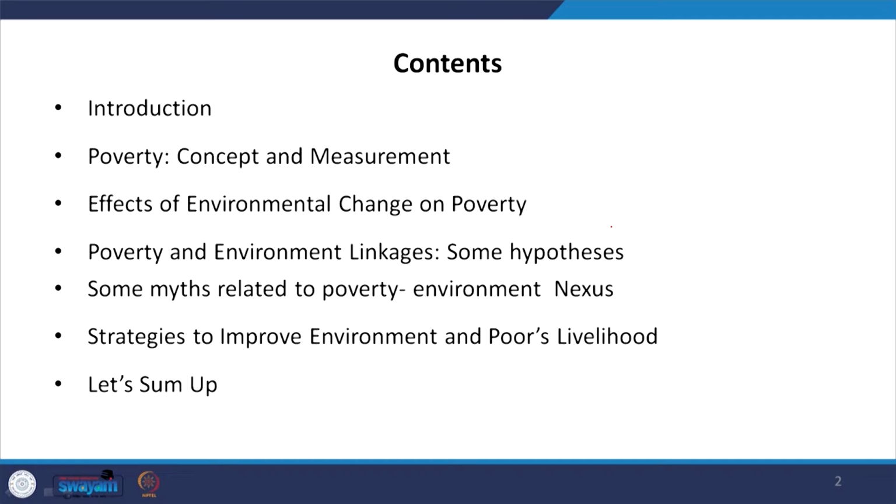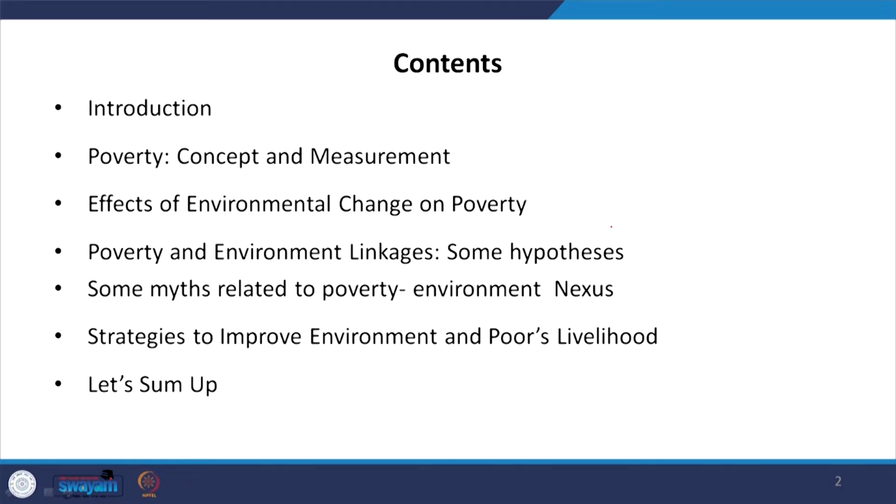Today in this lecture you will study about the linkage between poverty and environment. Poverty, how poverty affects the environment and how environment affects the poverty. So, this interrelationship between poverty and environment will be discussed in this lecture. Let me first explain or tell you the main content of this lecture.